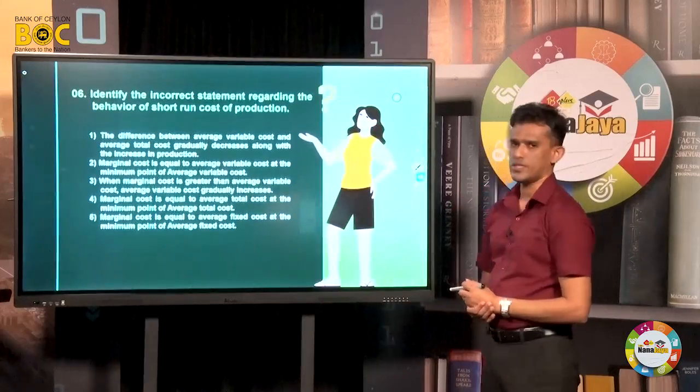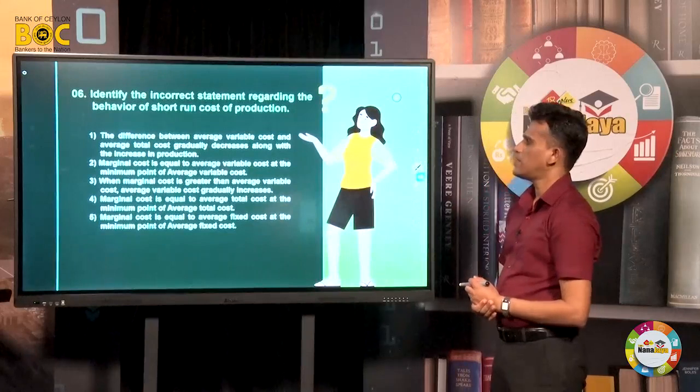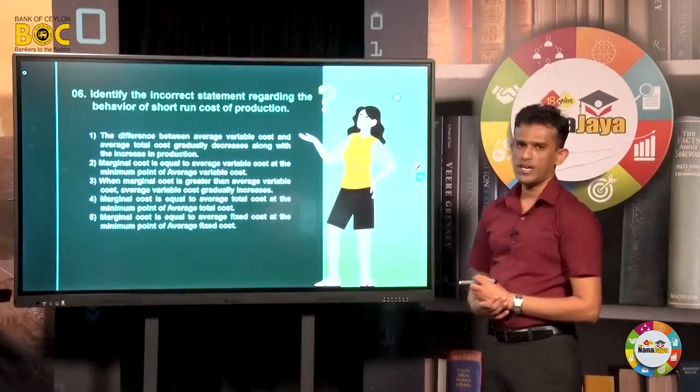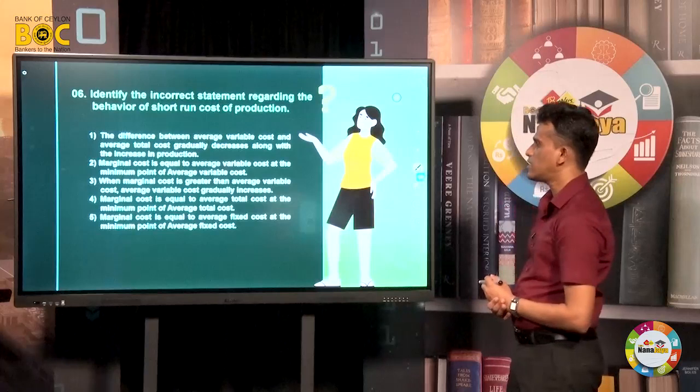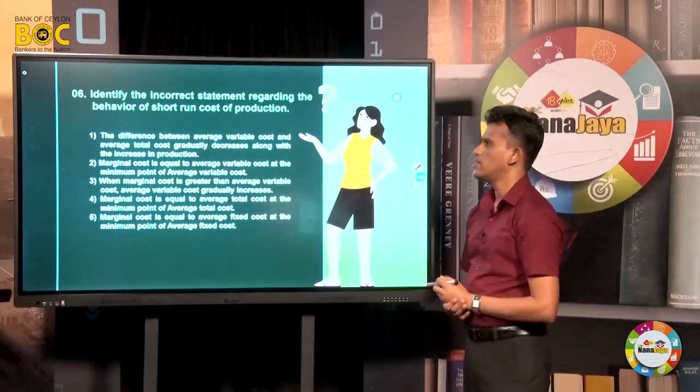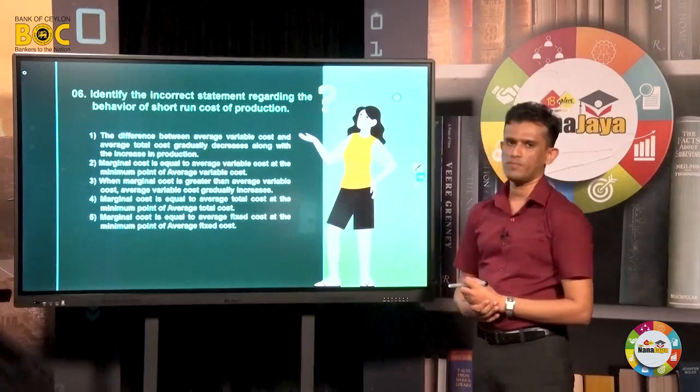We will move on to question number 6. Identify the incorrect statement. Again, we are supposed to identify the incorrect statement regarding the behavior of short run cost of production. Right, we will see.